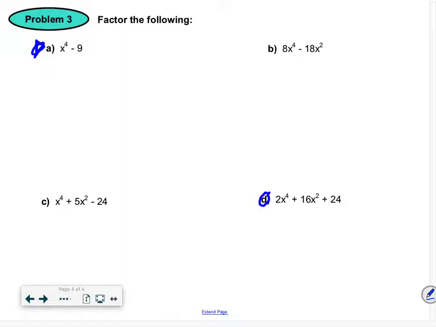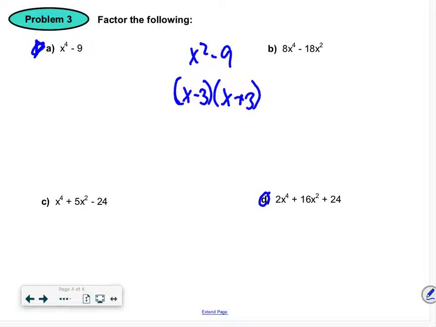When you have even exponents, we're gonna treat it as if it was an x squared. Okay? So I want you to think of this like x squared minus 9. If it was x squared minus 9, I think we're doing this today. What would my 2 parentheses be? x minus 3, x plus 3.